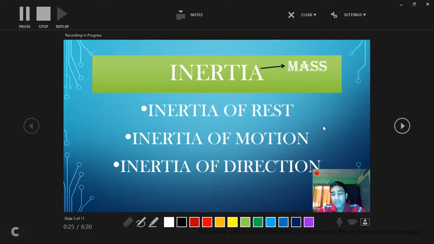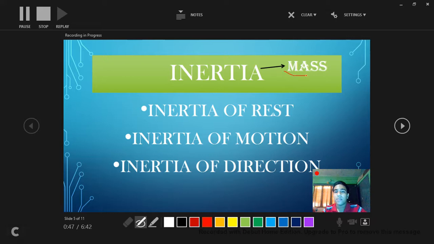That says that if no external force is there, then the state of motion will be continuous. State of motion or rest will be continuous. It also says that the state of motion and rest will always be continuous. So if there is no external force, then both the laws are the same. Okay.